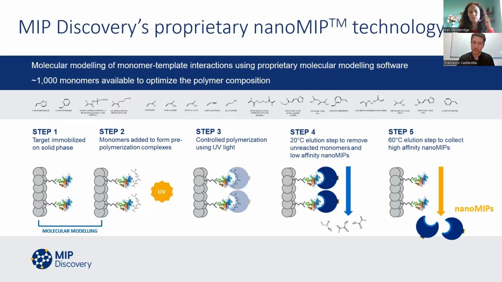Now, this process, as my colleague Ash will explain later, is entirely scalable, and we will see later today how we've achieved scalability to commercial volumes. The typical size of these nanoMIPs is in the range of 40 to 80 nanometers, but we've improved our process, and we can also make them in a range of 8 to 15 nanometers.